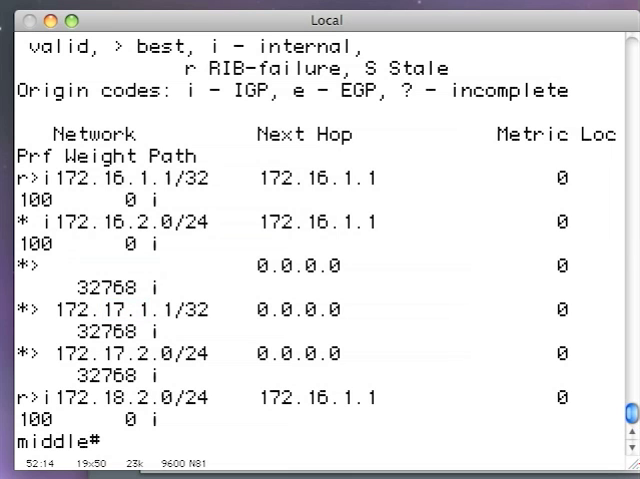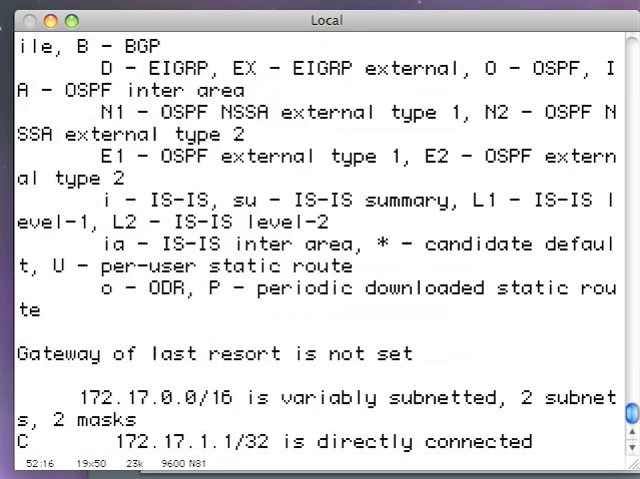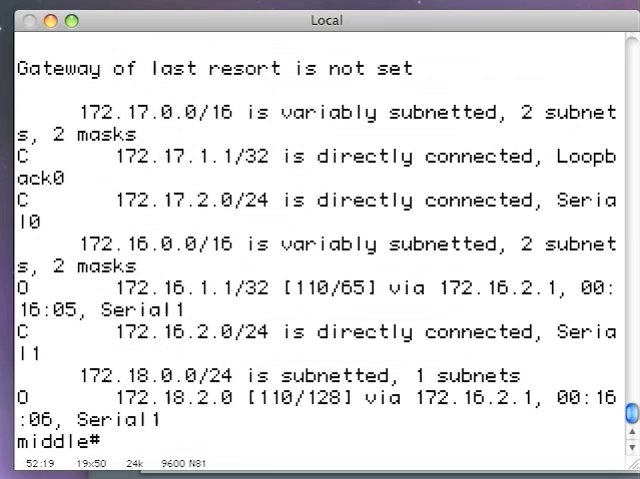Let's look at the route table. And the route table does not have any BGP routing information in it at all. It only has OSPF. And the reason is because now I'm learning these routes via OSPF and via iBGP. iBGP has an administrative distance of 200. OSPF has an administrative distance of 110. So OSPF is more believable than iBGP.